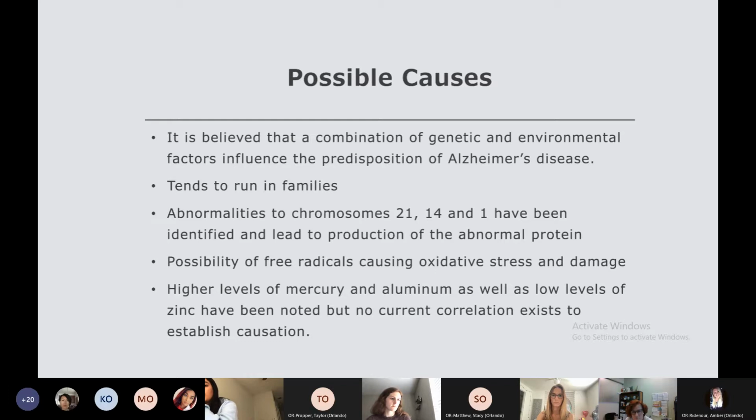building up in the brain, as well as higher levels of mercury, aluminum, low levels of zinc have been noted in majority of Alzheimer's patients. But again, there is no current correlation that exists to establish this causation.